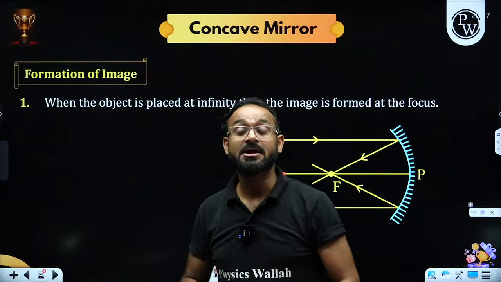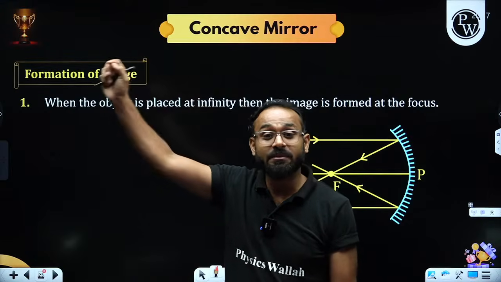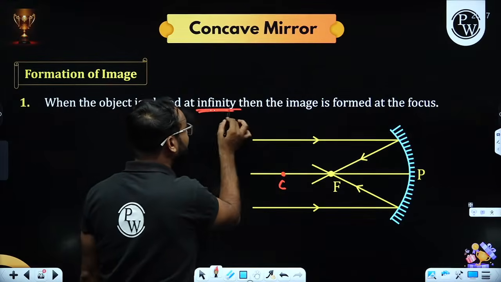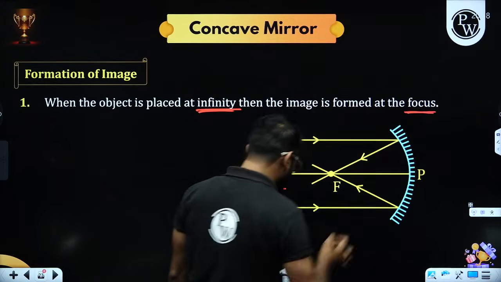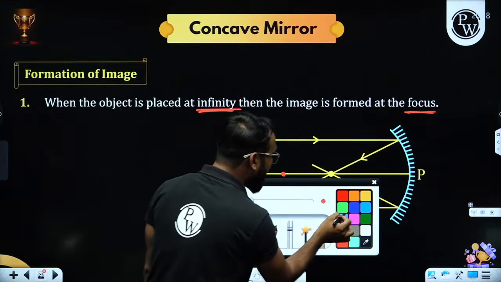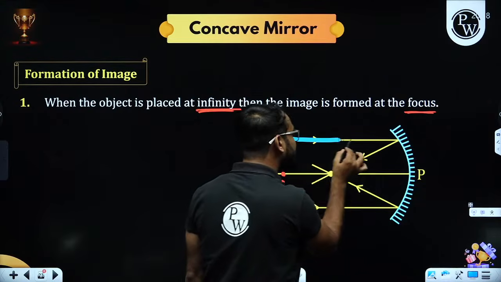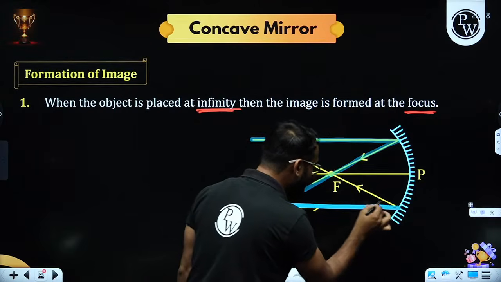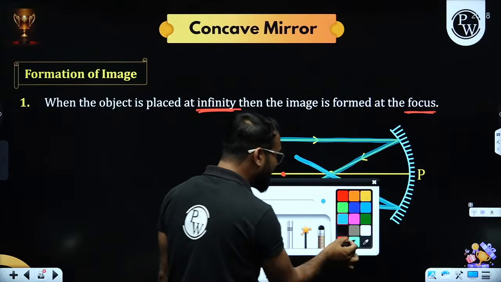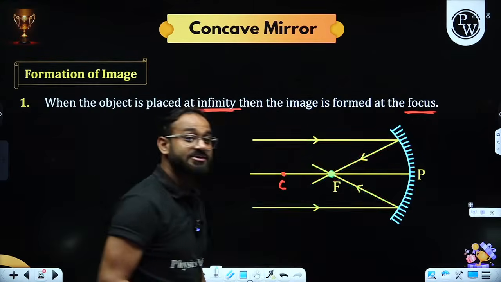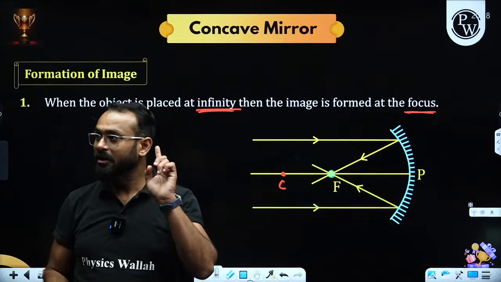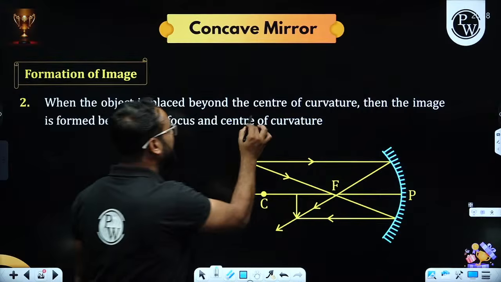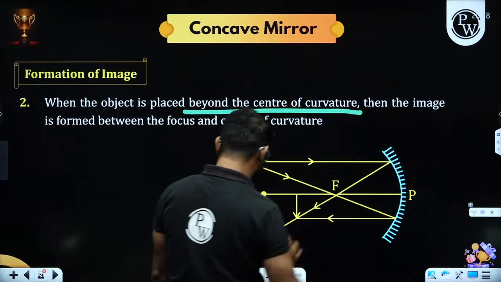The very first case, when the object is kept at infinity, formation of image. When the object is placed at infinity, the image will be forming at focus. How is this going to be formed? The light ray is going parallel to the principal axis, after converging, and they are meeting at a point that is called focus.